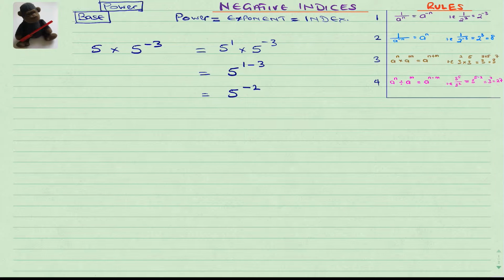Now we know how to write 5 to the power minus 2 because it's 1 over 5 squared. And that becomes 1 over 25. And that's our answer.